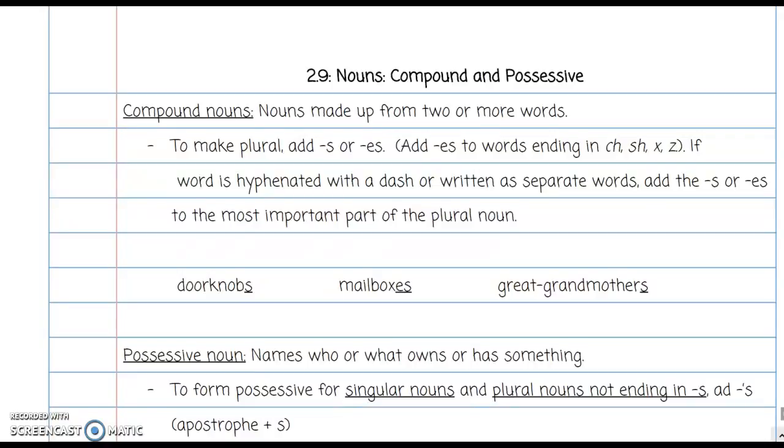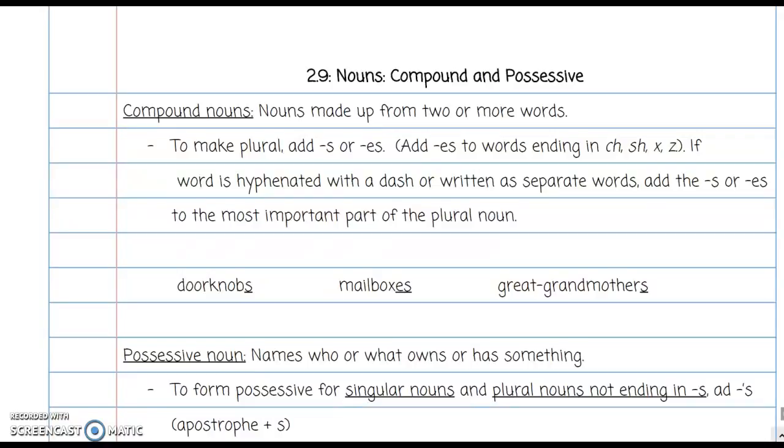So, doorknob, to make that compound word plural, you add an s. You're combining the word door and the word knob, and then adding an s. For the compound word mailboxes, you're combining the words mail and box, and because it ends with an x, you add an es. For the word great-grandmothers, you're combining the words great and grandmothers, and you're combining them using a hyphen. Because great simply refers to which generation these grandmothers are from, grandmothers is the most important part of this compound noun. Therefore, you add the s at the end of the word grandmother.